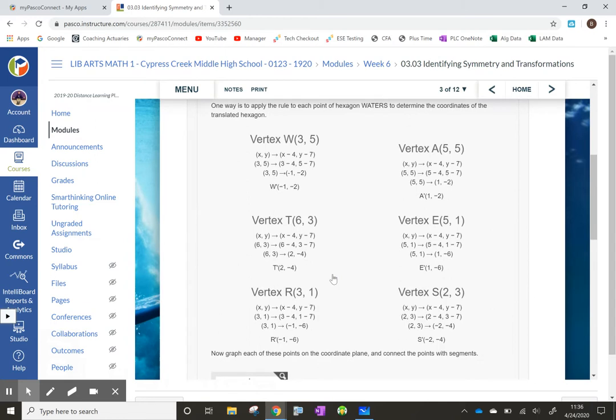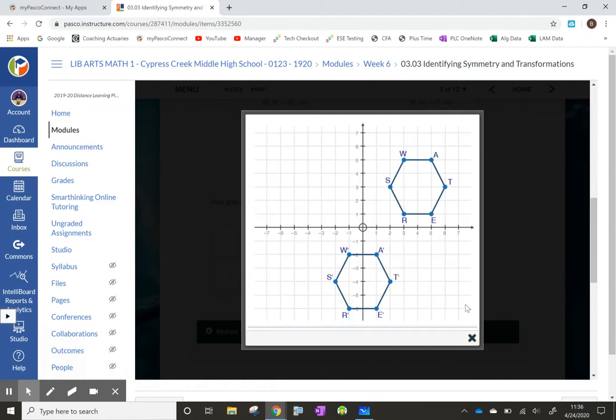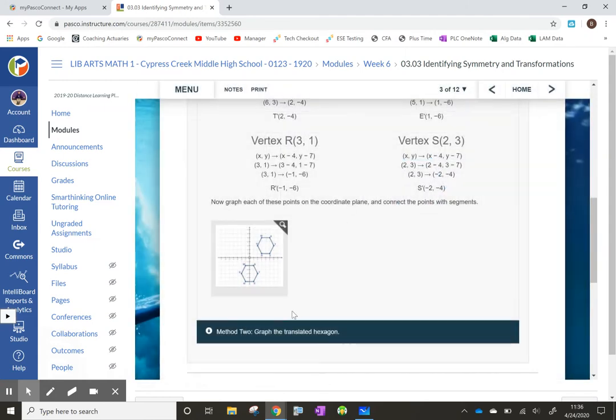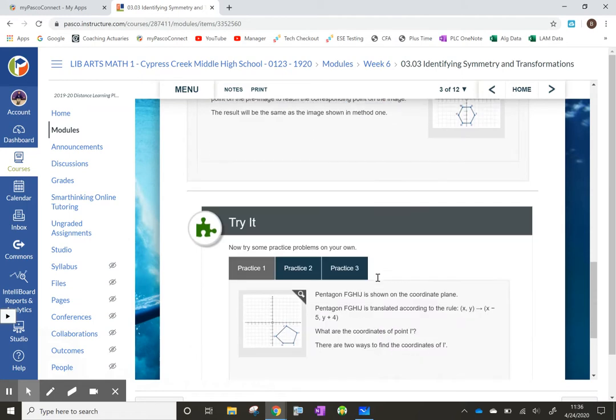And you can see that's what they did here. They show you all those points. I obviously showed you how to do it with R to get to -1, -6. And I also did it with E to get 1, -6. But you can see for all the other points, they've done the same thing. And they've got that graph to show for it. And of course, you could just do what we did originally, which is count left 4 units and down 7 units to make it work out.